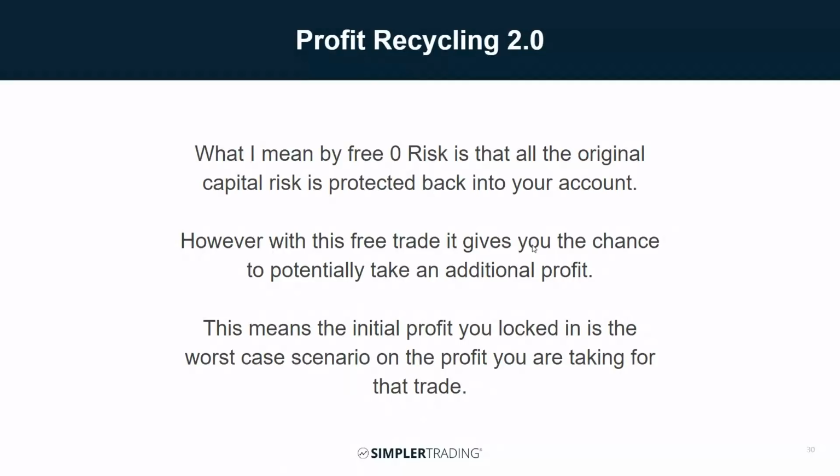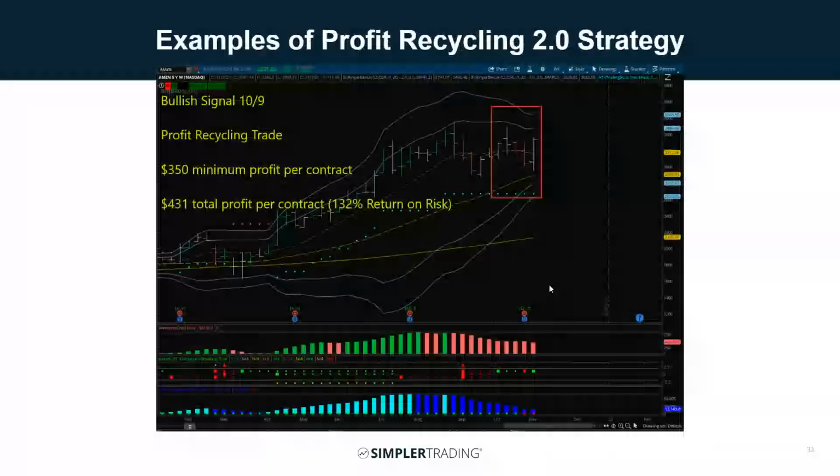And so what I mean by a free zero risk, right, is that all the original capital that was first put out there is now protected back into your account, right? Once you've profit recycled the trade, all of that capital that was out there at risk is now back in your account and it's protected. And ideally, so is whatever the minimum profit is. However, with this free trade, it gives you the chance to potentially take an additional profit. This means the initial profit you locked in is the worst case scenario on the profit you are taking for the trade. So that's the worst case scenario out there.